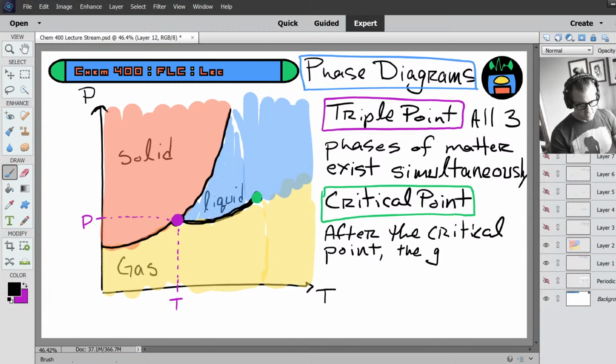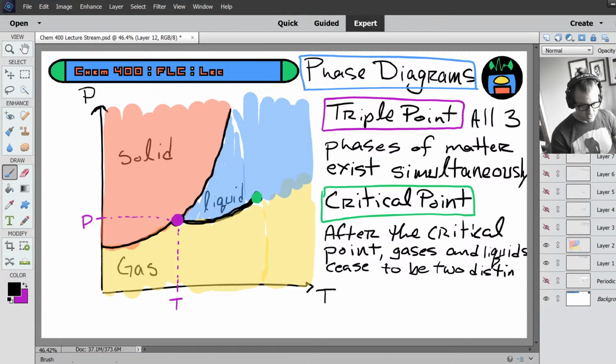Gases and liquids cease to be two distinct phases.